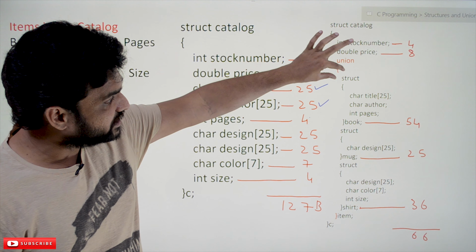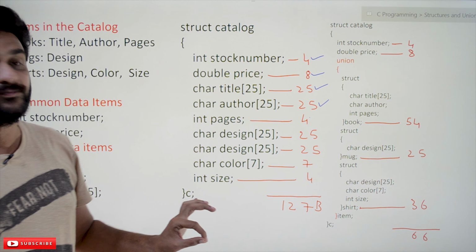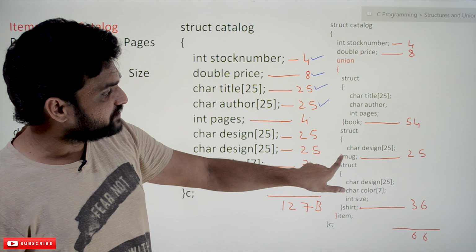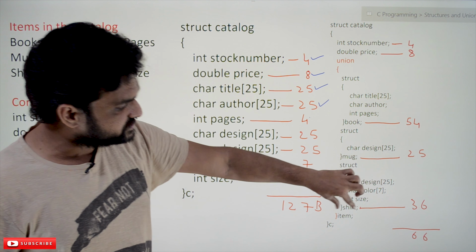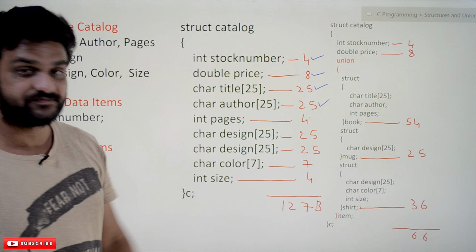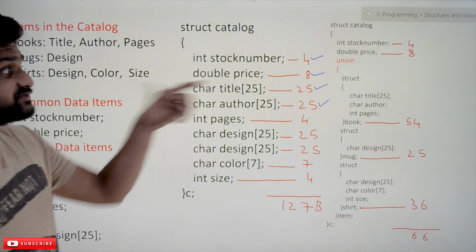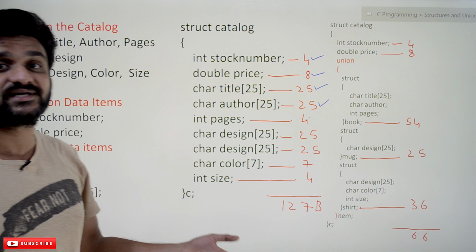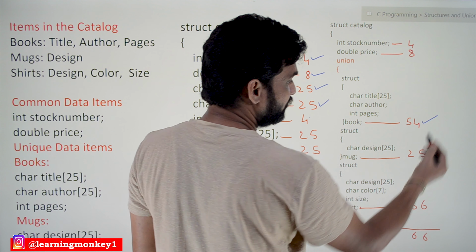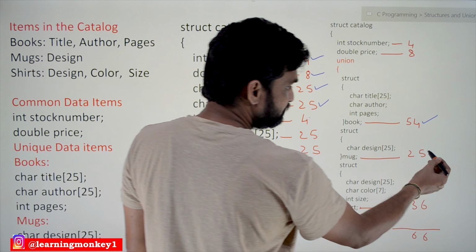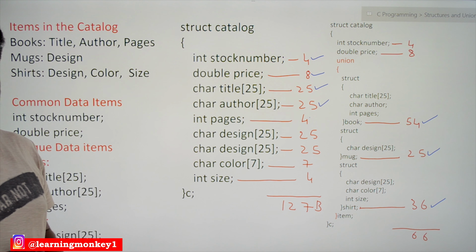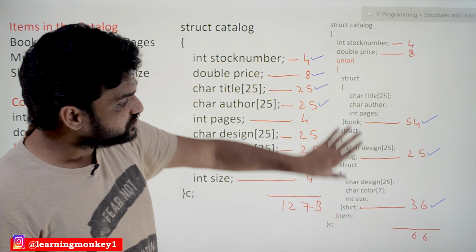This structure contains all the data items of books, this structure contains the data items of mugs, and this structure, shirt, contains the data items of shirts. Now, what happens with this union is the amount of space allocated for books is 54 bytes, for mugs it is 24, and for shirts 36. What is the benefit of the union? Among how many data items are there within this union?